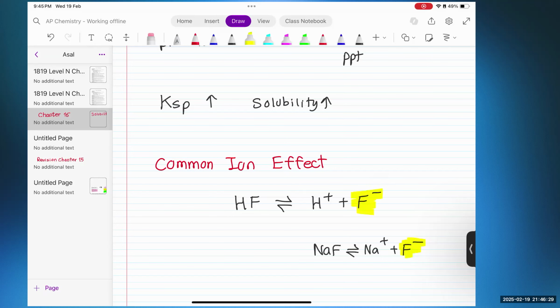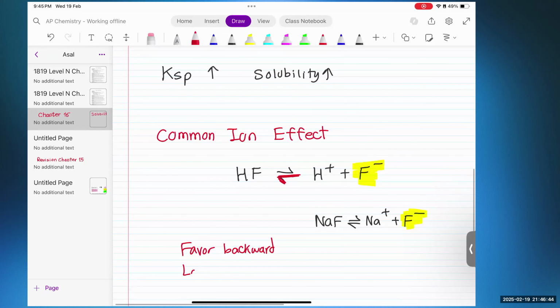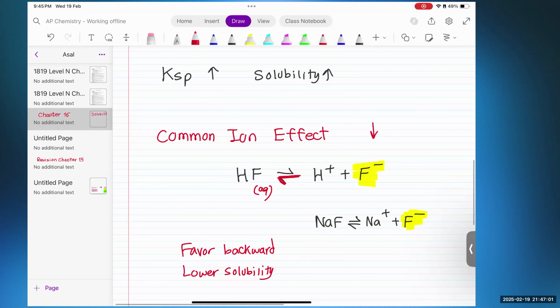Solution will try to decrease the F minus, so it will move mainly to the backward. Since it will favor the backward direction هتقلل السوليبيليتي كمان وكمان. يبقى الـ HF أساسا السوليبيليتي بتاعتها قليلة، so it will lower the solubility. ليه؟ لأنها مشيت left، و favors left means favors الـ HF. لو كانت مشيت right طبعا يبقى كل ما هقلل الـ F كل ما هتمشي right والسوليبيليتي هتزيد. يبقى adding a common ion will cause the solubility to decrease. So solubility is going to decrease.